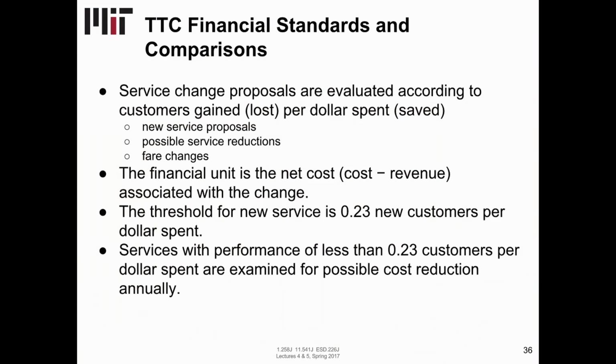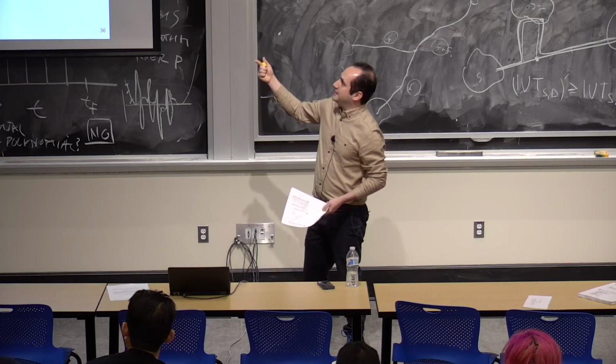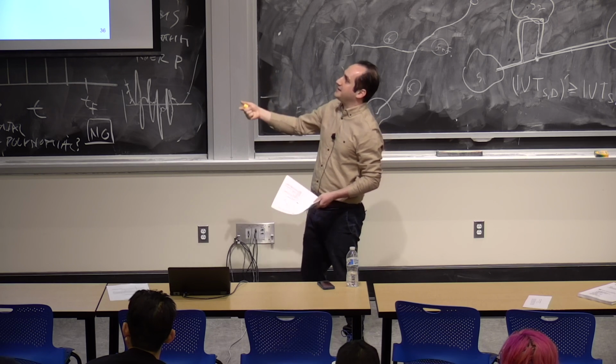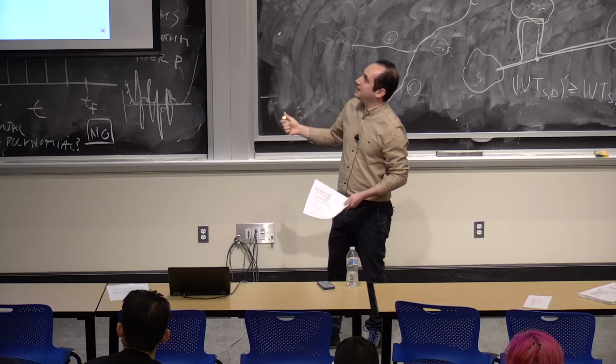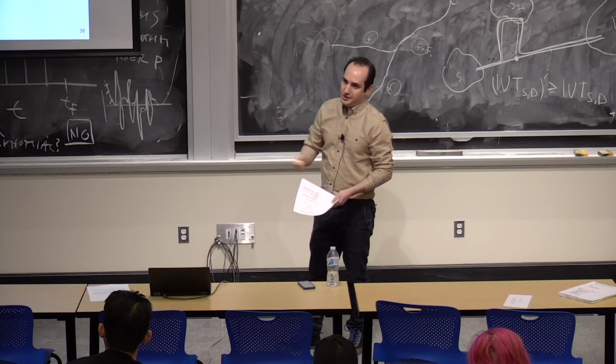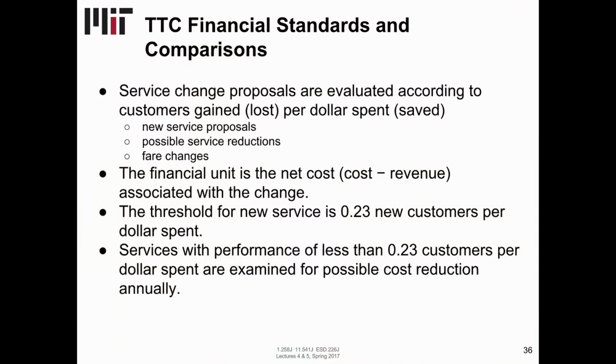Toronto financial standards and comparisons. Basically, service change proposals are evaluated according to customers gained or lost per dollar spent or saved. Again, the benefit that is imagined for transit is in terms of the number of customers and passengers that are added and are using and benefiting from the service. And the cost side is basically the net cost, the operating cost minus the revenue. Toronto applies this for new service proposals, possible reductions to the service, and fare changes.